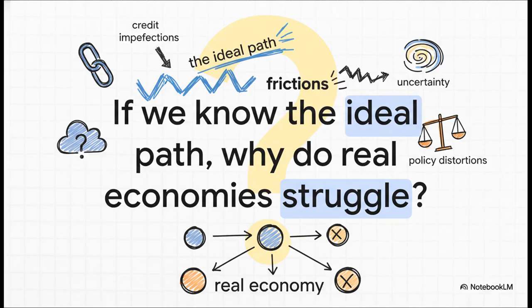This model gives us a beautiful, clear picture of what an economy should do to give its people the most stable life possible. So, if we know the ideal path, why is it so hard for real countries to actually follow it? The answer is hiding in those frictions we just talked about. Things like imperfect credit markets, massive uncertainty, and bad policies. And understanding those is the key to understanding how the world really works.